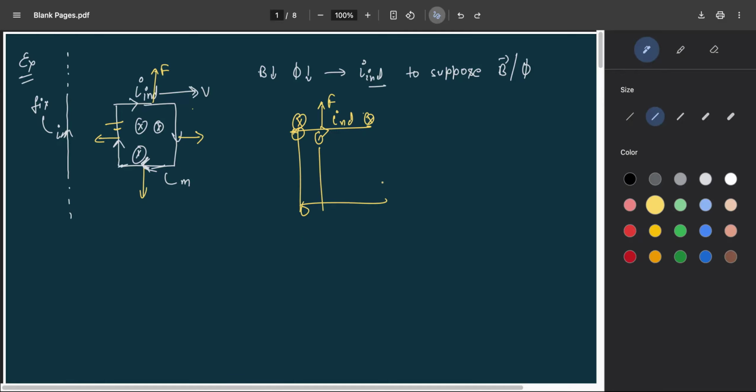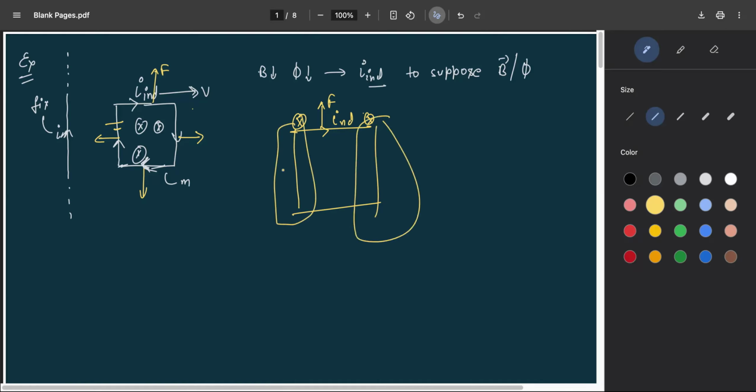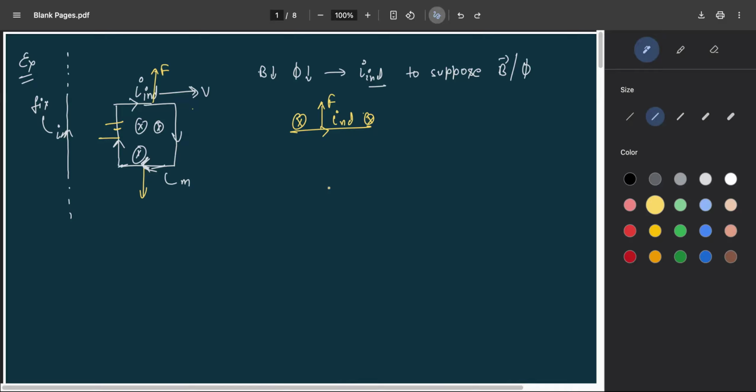That is fine. But what about the vertical sides? The magnetic field on this portion is greater than on this portion. It means the force on this is greater than on this. Understood? Force on left is greater than force on right. Is it clear? What will this create? This is going to create a net force, which will be FL minus FR. You can call this F net.